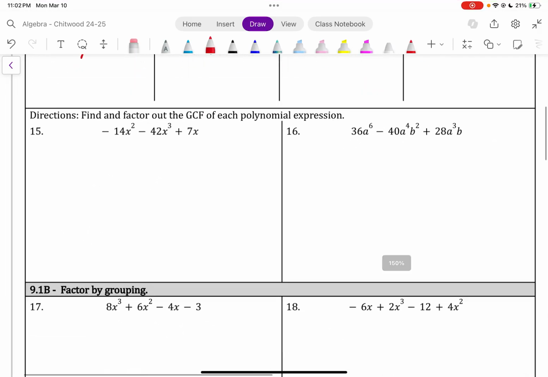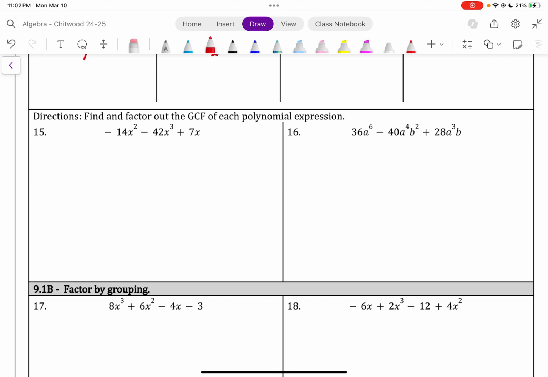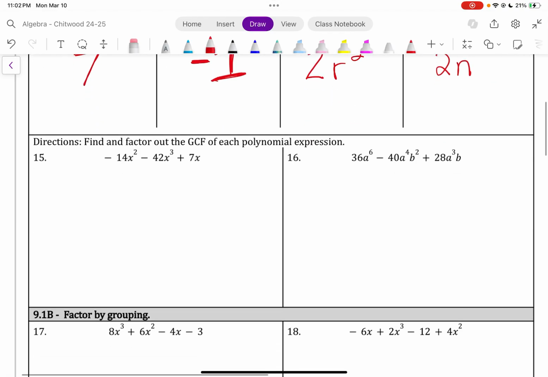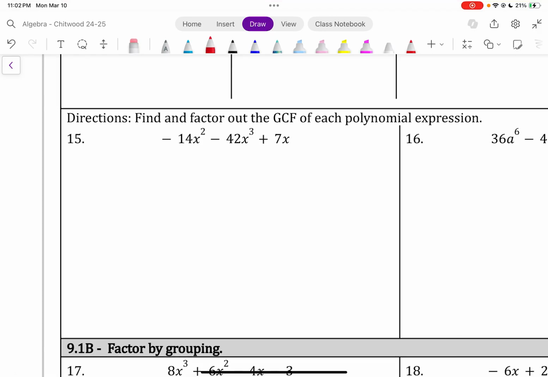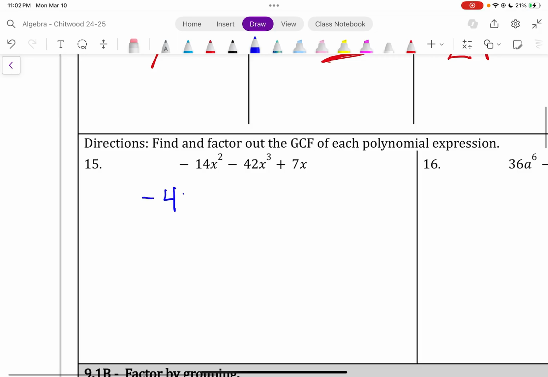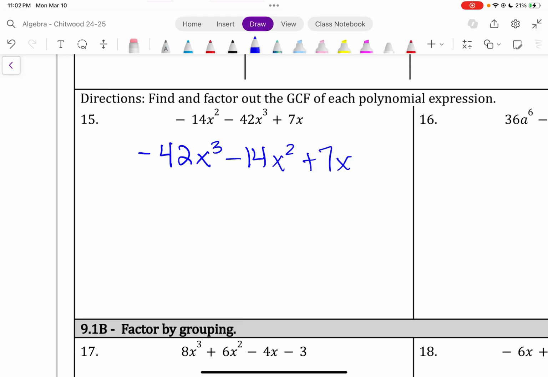Okay, so for these next two, I actually am going to factor out the GCF, but remember the very first step is it has to be in standard form. Up here, it was already in standard form, so we didn't have to worry about it, but this one right here, standard form tells me that I have to have the greatest exponent first, and then it continues on in descending order as it moves to the right. So I want to rewrite this as negative 42x cubed minus 14x squared plus 7x. Okay, it's already in standard form now.